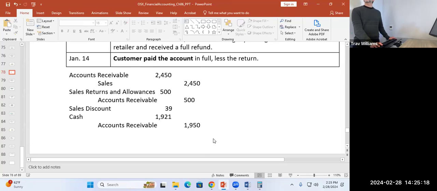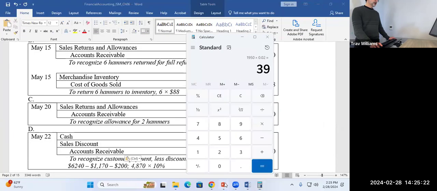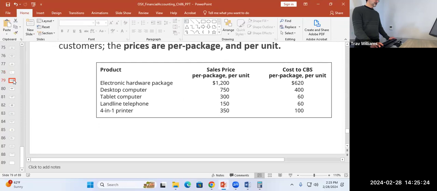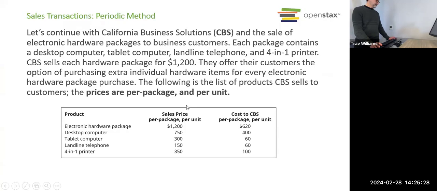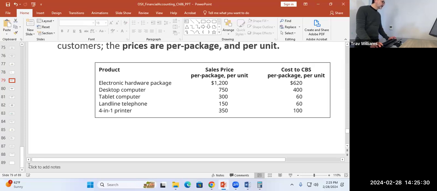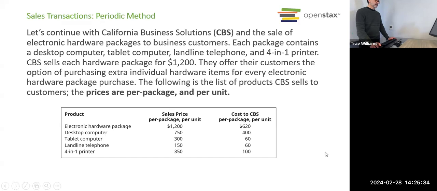Anyone have questions? Ready? Oh, yeah. We're already in the PowerPoint. Here we go. Okay, good. We are getting close to the end here. Okay, so let's see some more examples of sales in the periodic method.